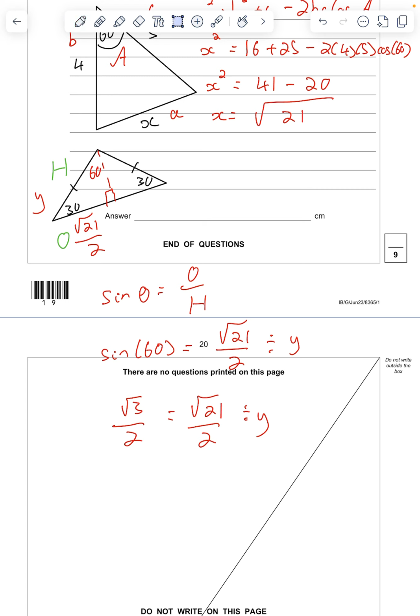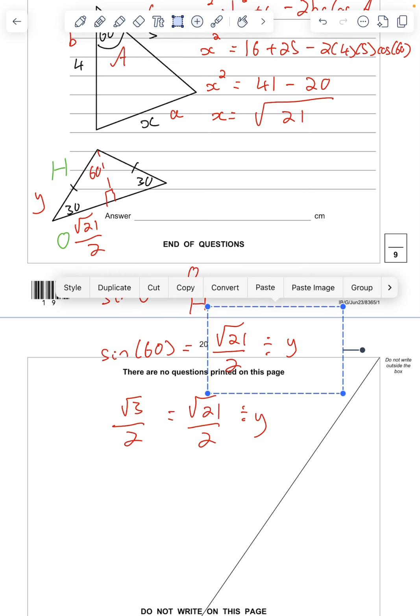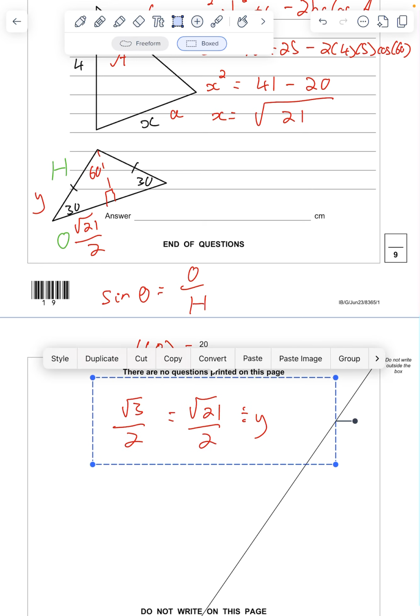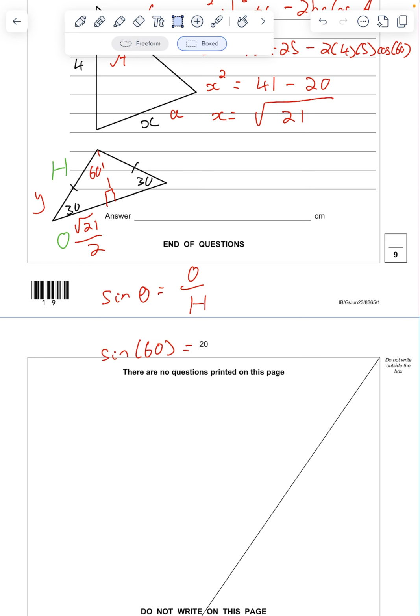Now, I've written this a little bit awkwardly, so just to make it a little bit clearer for you, let's cut this, and let's cut this. What I wrote was fine, it just wasn't very clear. So, sine 60 is the opposite side, which is root 21 over 2, and you divide that by the hypotenuse, which I've called y.